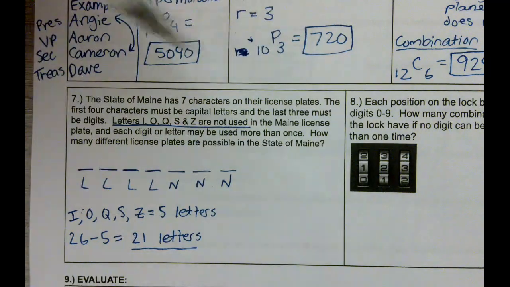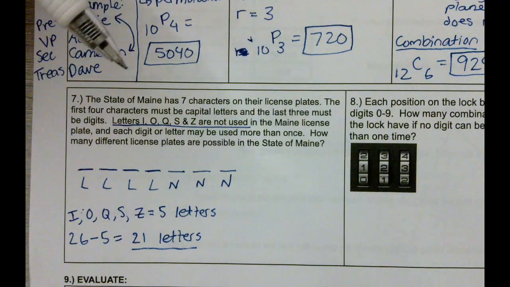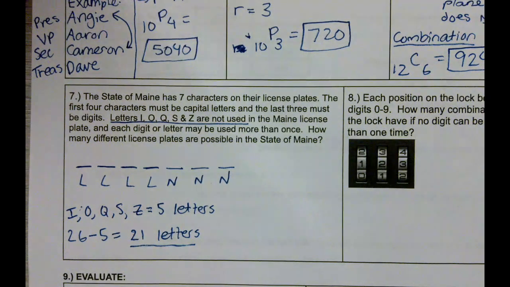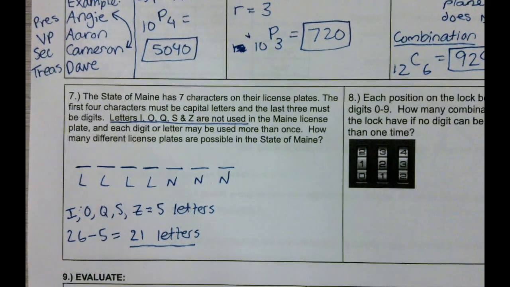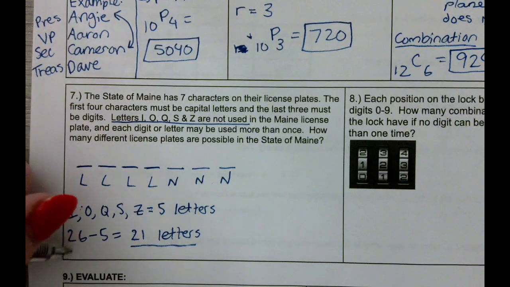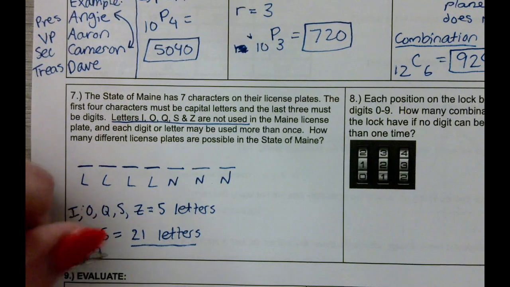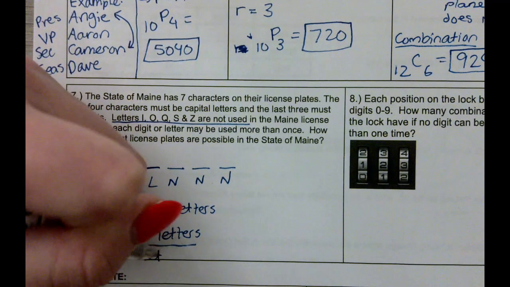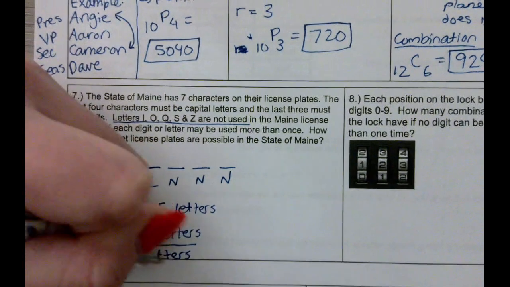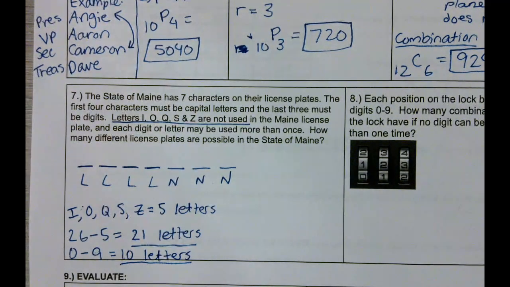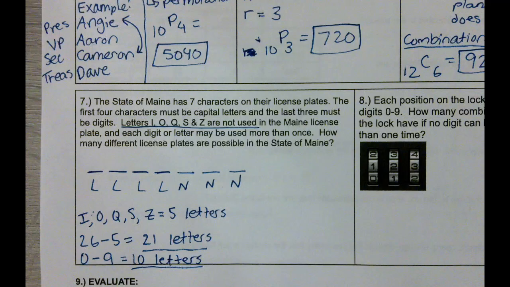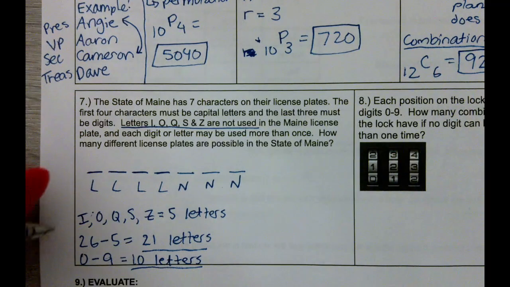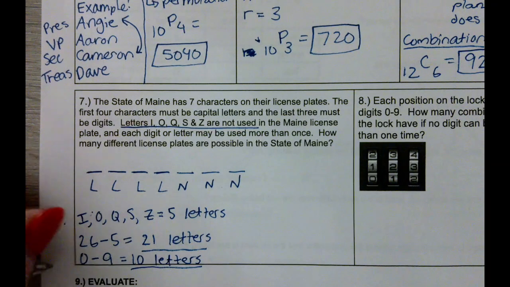So we've got that. And then there's no restrictions on the numbers. It just says digits. Since it says that we use digits and there's no clarification, we assume we're allowed to use numbers 0 through 9, which remember is 10 digits. 1 through 9 is 9 plus 0 is 10. So, this would be what our L is, and then this would be what our N is.